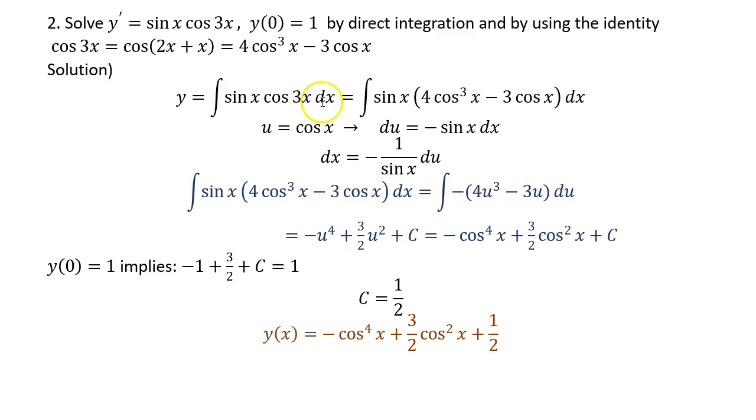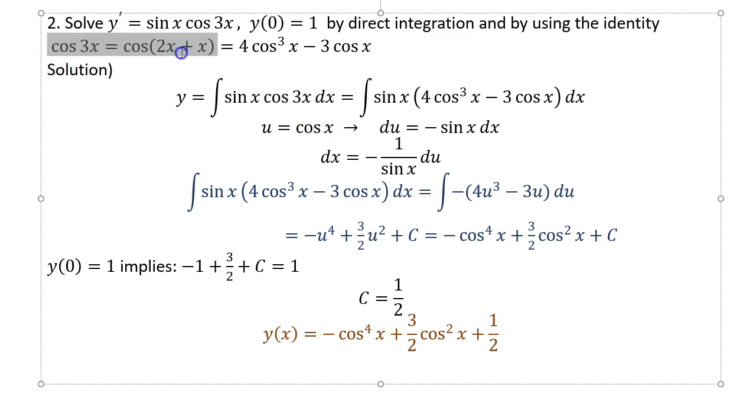And this integral, by the way, will be hard to do without any given formula. The problem here gave us the formula to use. It says to use the formula cosine 3x is equal to 4 cosine cubed of x minus 3 times cosine of x. Now, if you look at this integral, you see that there's a cosine here, another cosine here.